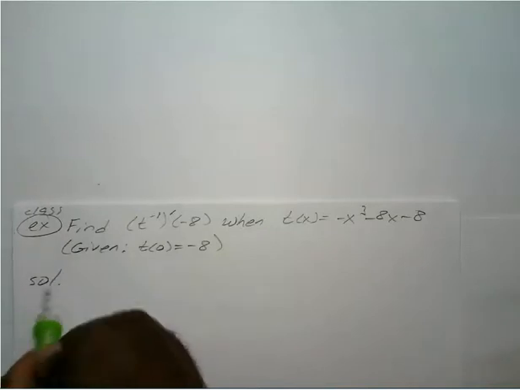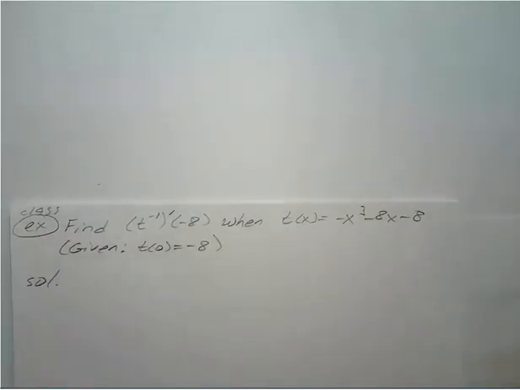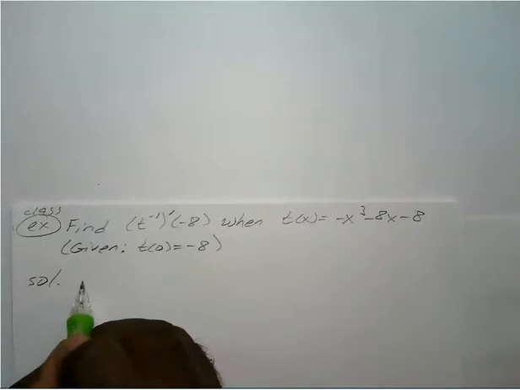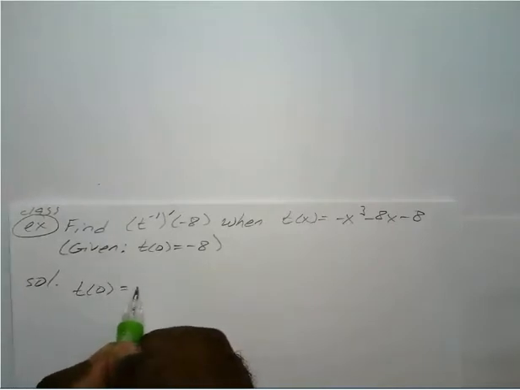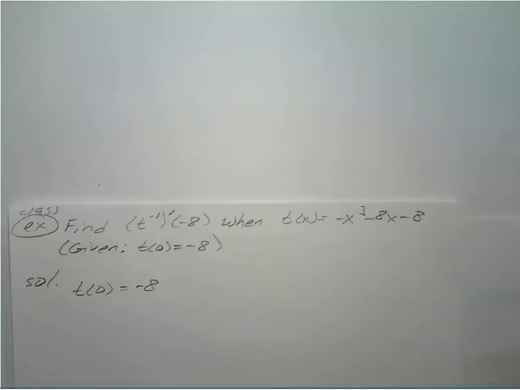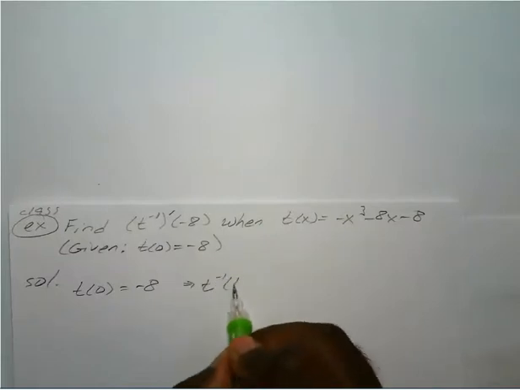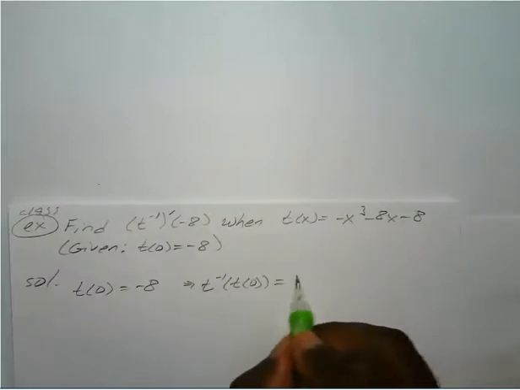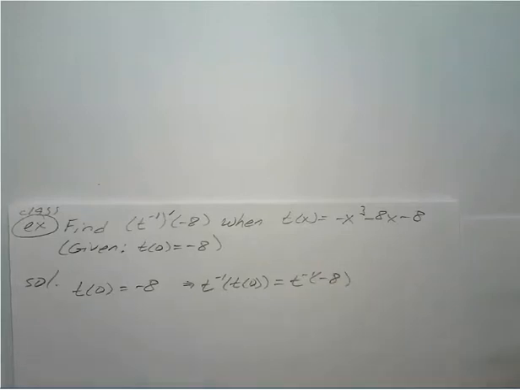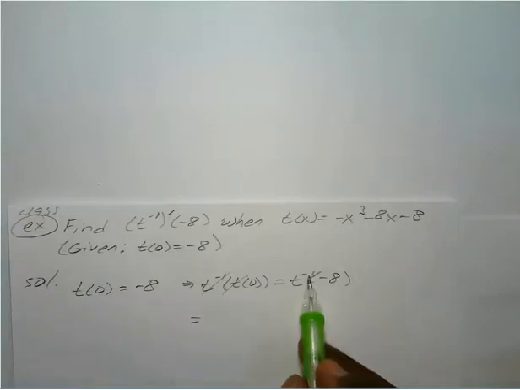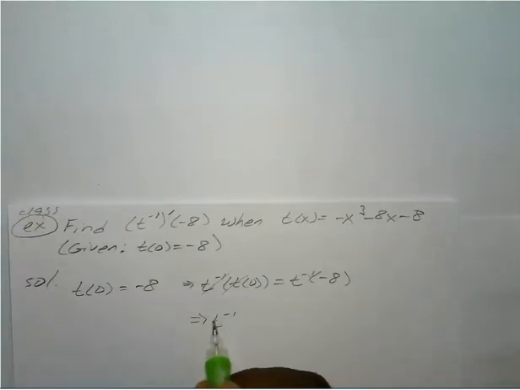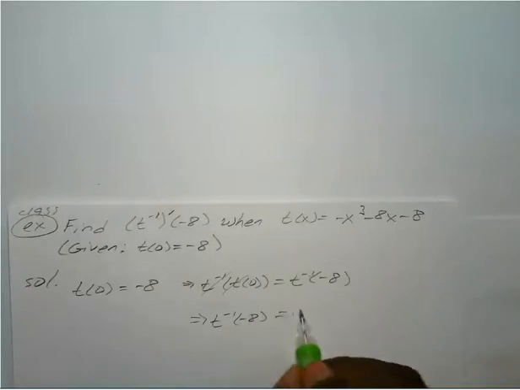Alright, so assuming that you've pressed pause and worked this one out, let's go ahead and verify your answer. Okay, so we know that t at 0 is equal to -8. We take the inverse to both of those. t inverse at t of 0 is equal to t inverse of -8. Of course, these two cancel each other out, which means that t inverse at -8 is equal to 0. Alright, so we're going to, of course, need that.